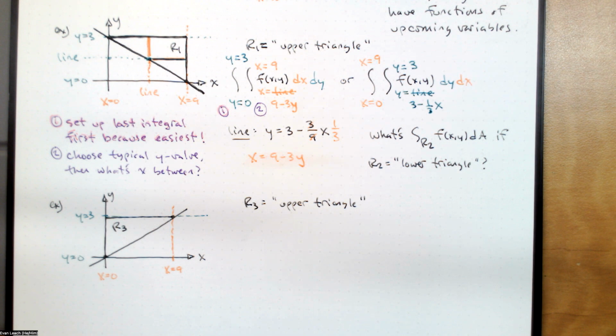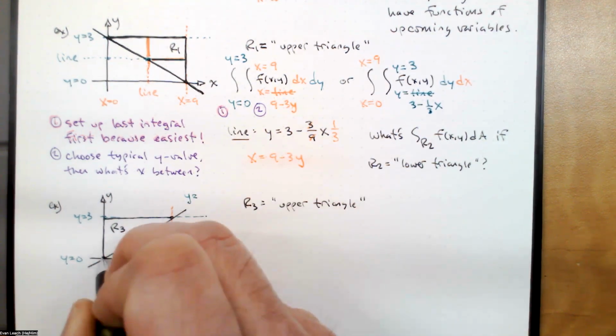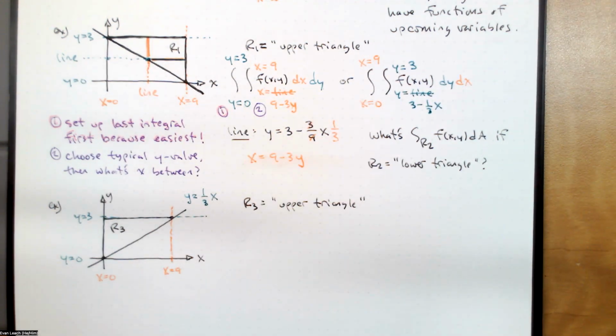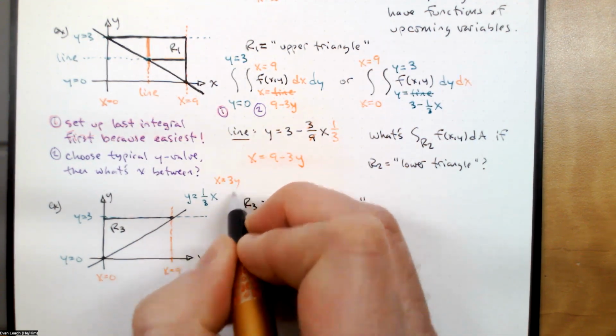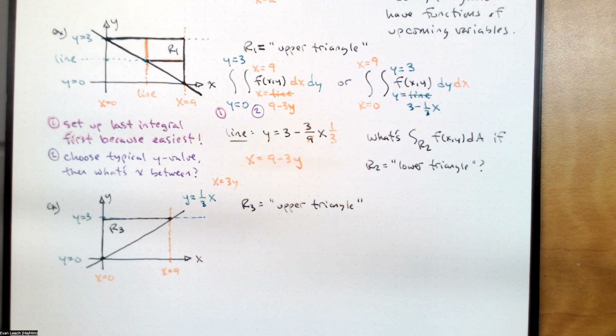Same thing. Let's set up a double integral for this R3. Now I've got this line going the other way. As a y function, this line would be described as y equals 0 plus 1/3 x. But as an x function, I would say x is equal to 3y. So multiply by 3 and x equals 3y. So when we say line and we need x as a function of y, x equals 3y. If we need the other one, when we say line, we need y equals 1/3 x.